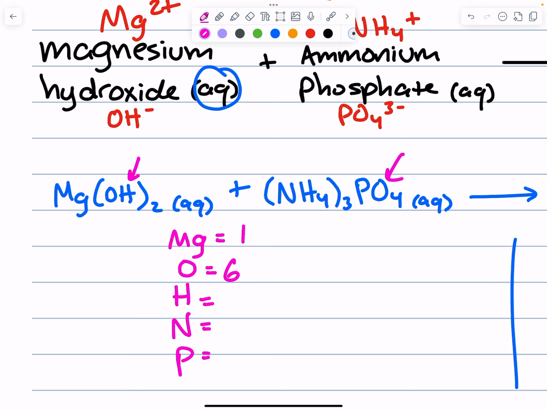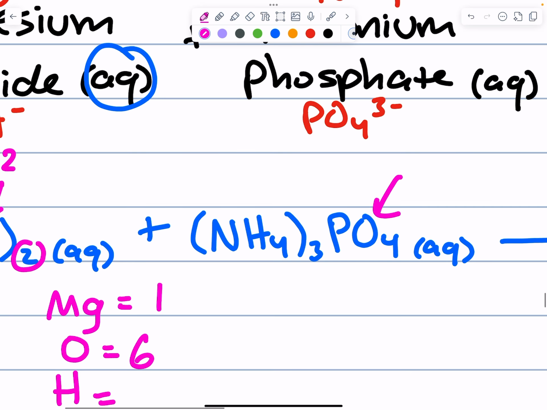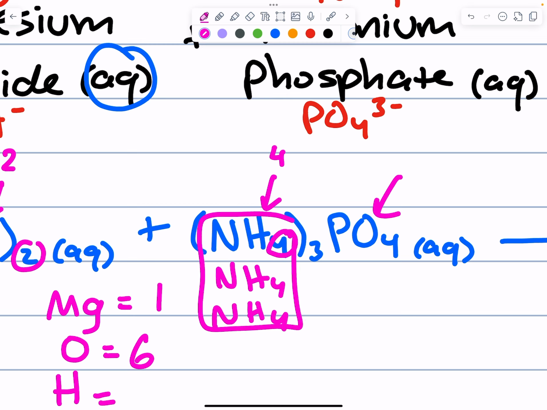Hydrogen, same thing. I have 2 over here, because of this. But I also have extras over here. So here I have 4. But remember, it's parentheses 3. So if I have 3 NH4s, okay, I'm writing out 3. This is 3 NH4s. I have 4, 4, 4. That's 12. I have actually 12 hydrogens.